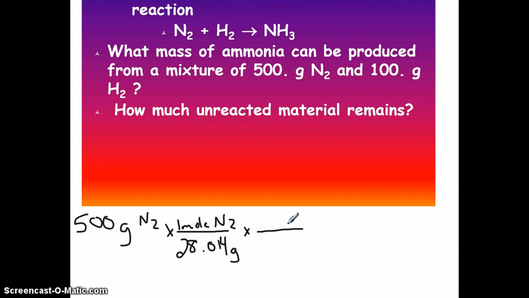All right, now mole ratio. We see that this equation is not balanced, so you would need a 3 there and a 2 here for this to be a balanced equation. So we have 1 mole of N2 from the balanced equation and 2 moles NH3.